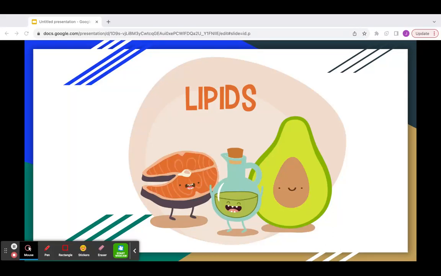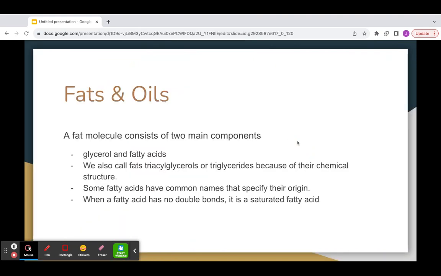This is the presentation on Chapter 3.3 Lipids. Lipids include a diverse group of compounds that are largely nonpolar in nature. This is because they are hydrocarbons. Lipids perform many different functions in a cell.